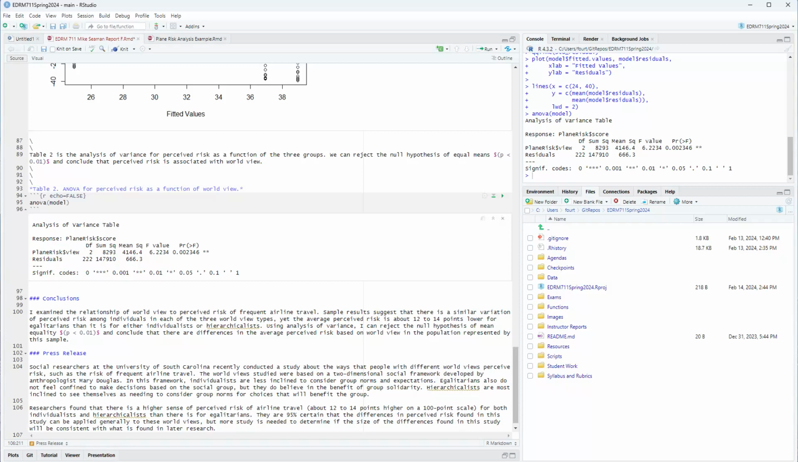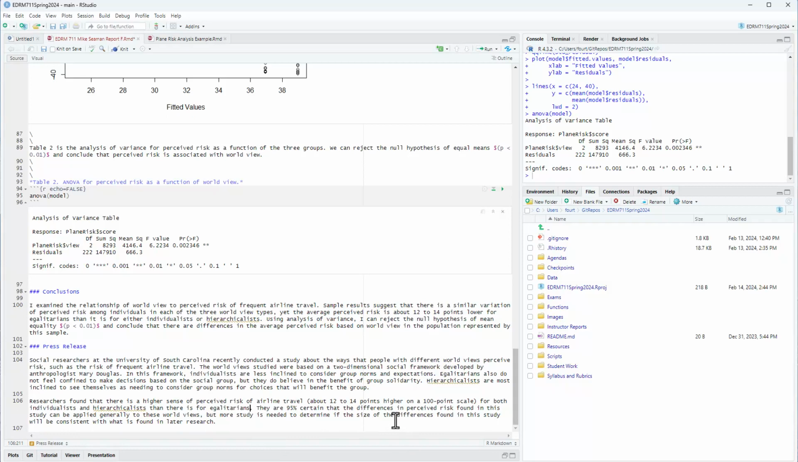They are 95% certain that the differences in perceived risk found in this study can be applied generally to these worldviews, but more study is needed to determine if the size of the difference found in this study will be consistent with what is found in later research. And basically what I'm saying there is that I do know that I expect there to be a difference among these three worldviews in terms of perceived risk, but I don't know that it's going to be 12 to 14 points different for the two groups than it is for the egalitarians. More study is needed to determine that.